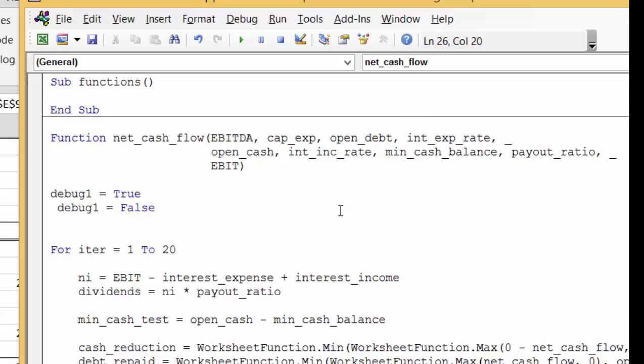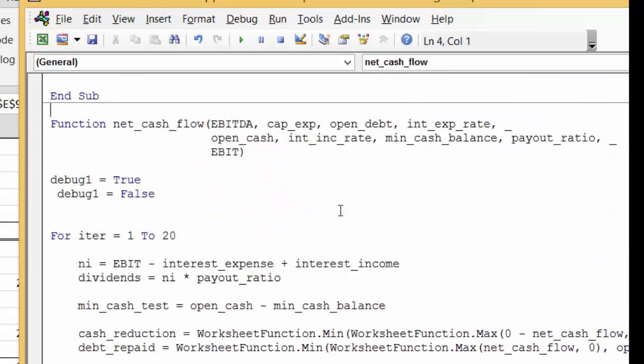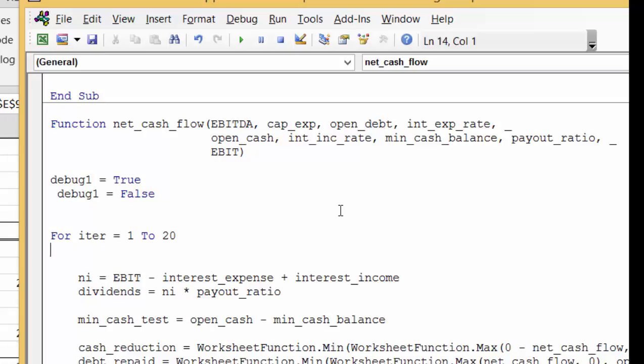The net cash flow was this net cash flow, but this cash flow before financing, that's the one. And I hope that's the only time we used it. So we can put cash flow before financing equals EBITDA minus capex.